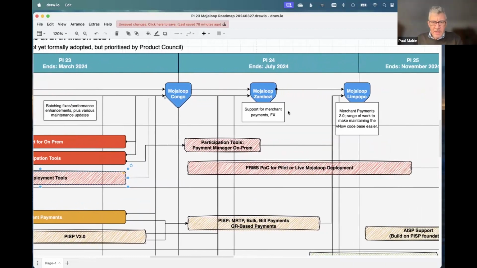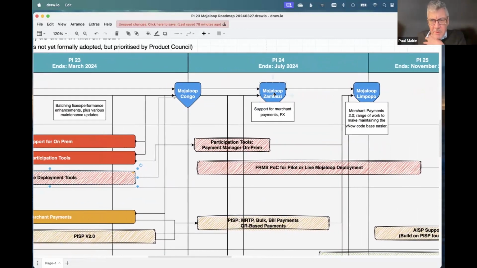For the next PI, we imagine that we are going to get, as Sam spoke about earlier, an interim release, Mojaloop Zambezi, which will include support for merchant payments, FX, and a bunch of other stuff. And then we're looking at Mojaloop Limpopo at the end of PI 24, which will perhaps include merchant payments version 2 and a range of work to make maintaining the v-next code base easier.